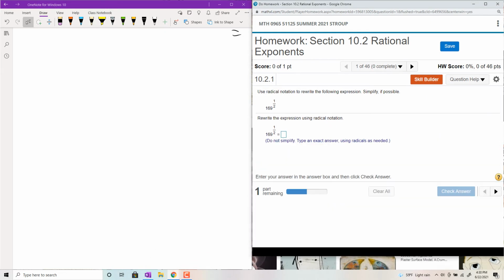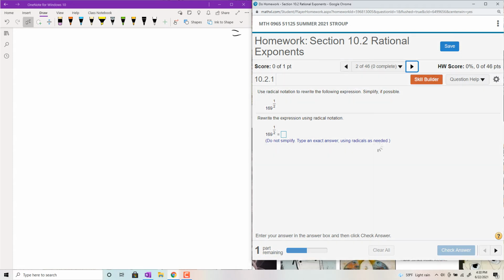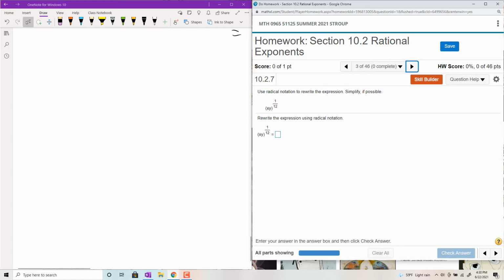So here they just want the square root of 169. I think we can handle that. Cube root of 64. It's 4. Rewrite using radical notation. So you're just going to put the 12th root of x times y.